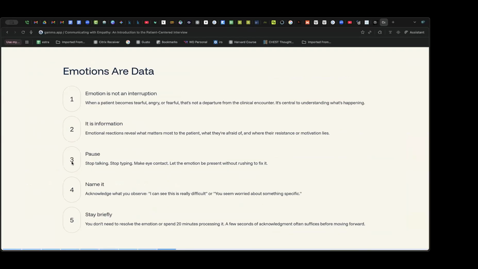Emotion is not an interruption. It is information. If there's a pause, you stop talking, you stop typing, you make eye contact and let the emotion be present. Sometimes all you need is 10 seconds of pause. And then I go back to typing or writing. And then when you see something, name it.